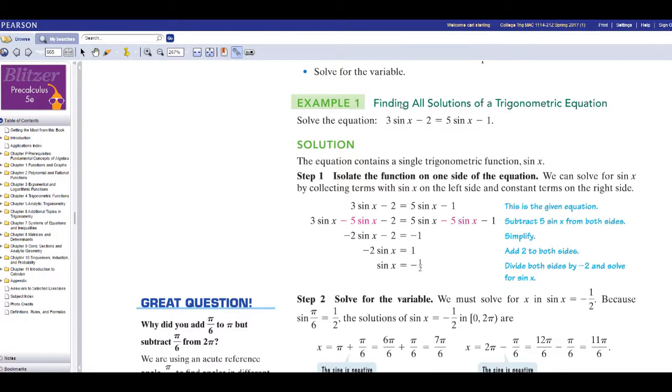Carl Sterling here with the topic of finding all solutions of a trigonometric function. That's topic 19 here in the Pearson e-text on page 665.